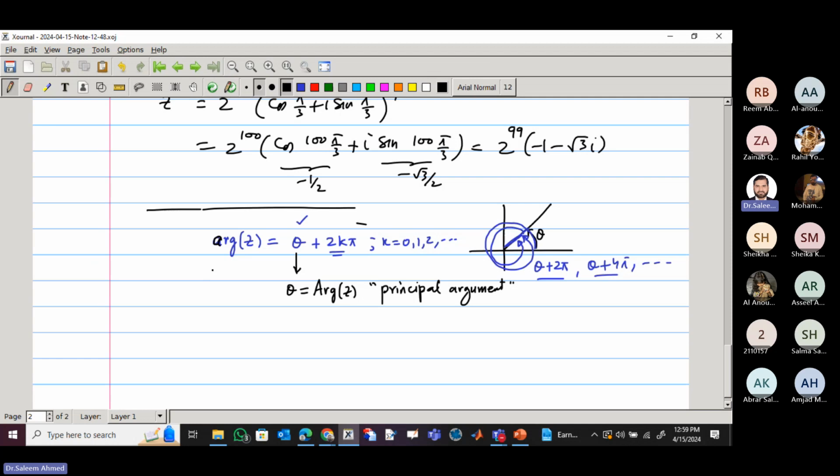So if in the previous example, let's say pi by 3 was theta, but if I add 2 pi in it, it will become 7 pi by 3. This will also give you the same answer, no issues. You will get the exact same answer with that as well. Okay.